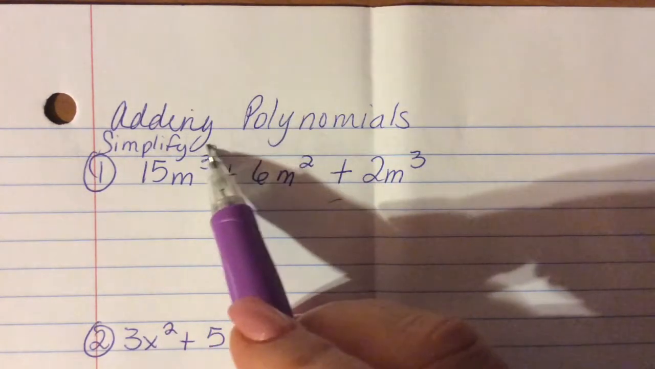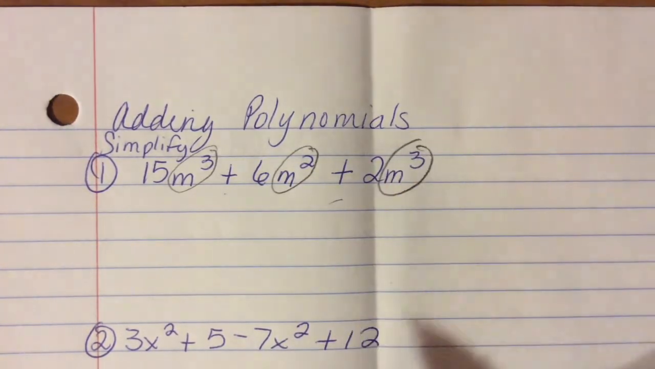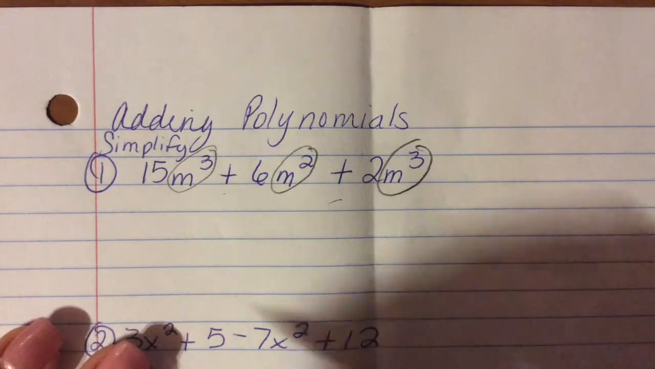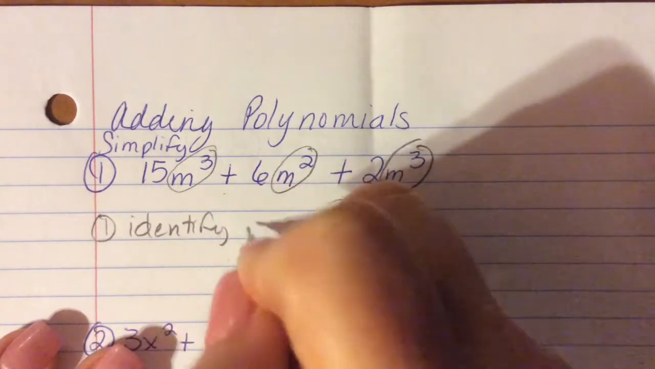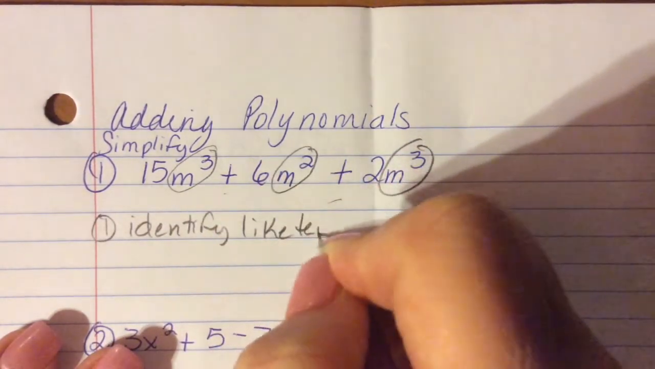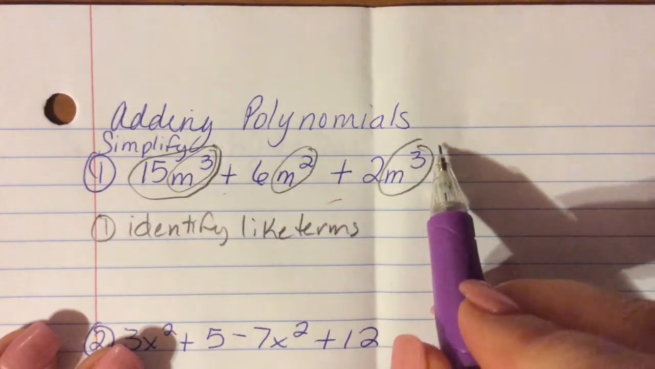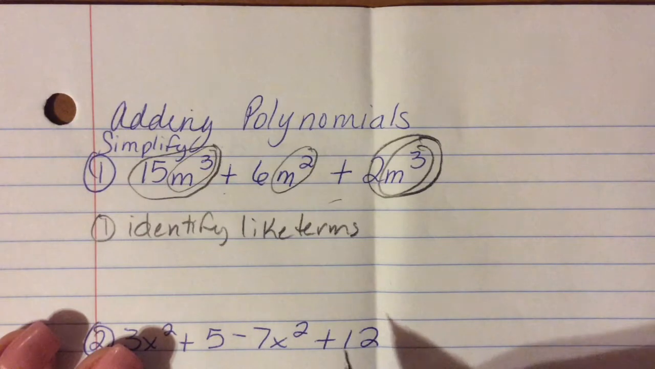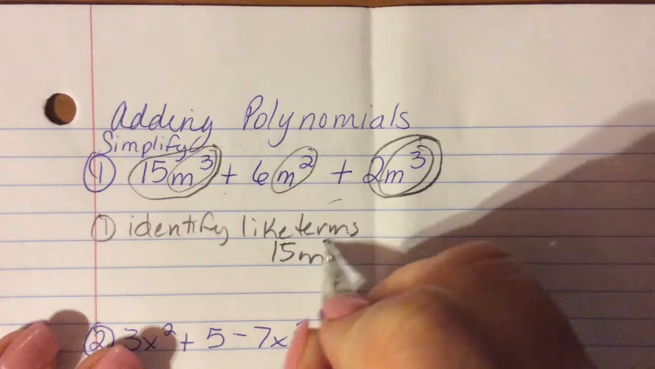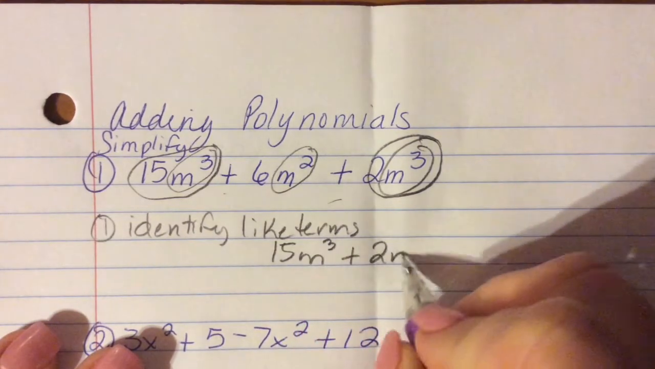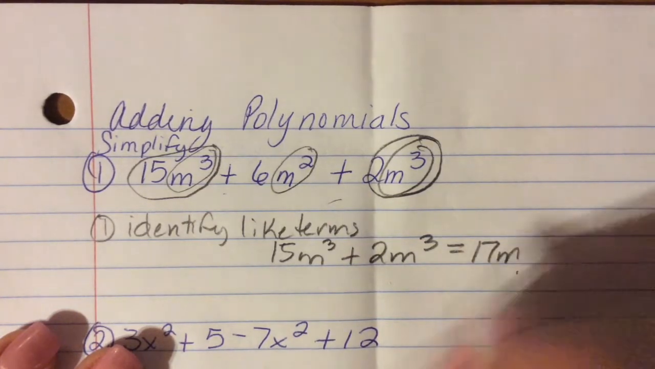So like this one, I have an m to the third, m to the second, and another m to the third, okay? So first, we identify like terms. Okay, we're saying our like terms are the 15m to the third and 2m to the third. So we're going to add those together. So it becomes 15m to the third power plus 2m to the third power, which equals 17m to the third power.